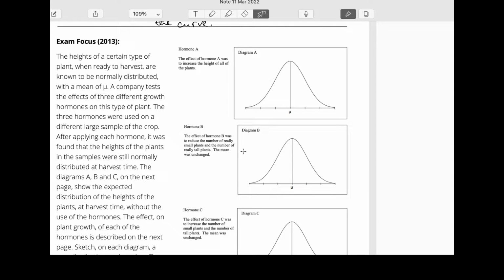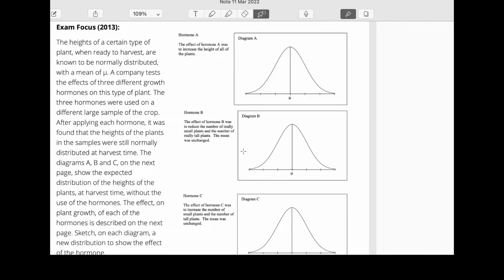So in 2013 we were asked about the heights of a certain type of plant, and when ready to harvest, they are known to be normally distributed with a mean of mu. A company tests the effect of 3 different growth hormones on this type of plant. The 3 hormones were used on a different large sample of the crop. After applying each hormone, it was found that the heights of the plants in the samples were still normally distributed at harvest time. The diagrams A, B, and C on the next page show the expected distribution of the heights of the plants at harvest time without the use of hormones. The effect on plant growth of each of the hormones is described on the next page. Sketch on each diagram a new distribution to show the effect of the hormone.